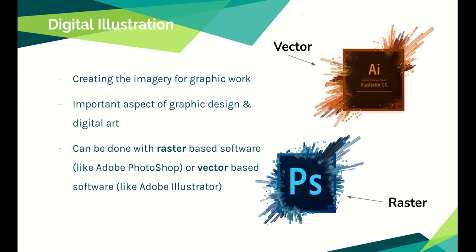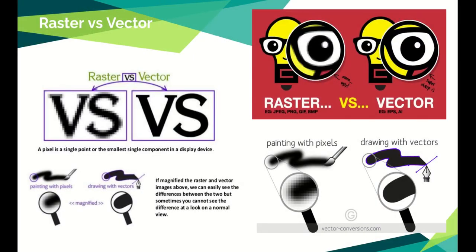And it's a super important aspect of graphic design, digital art, motion graphics, everything that touches on the graphic arts. And they can be done with raster-based software like Adobe Photoshop or vector-based software like Adobe Illustrator. So what's the difference between raster and vector? Raster graphics are things like photographs, PNGs very often, GIFs that are created with something that's based in pixels.